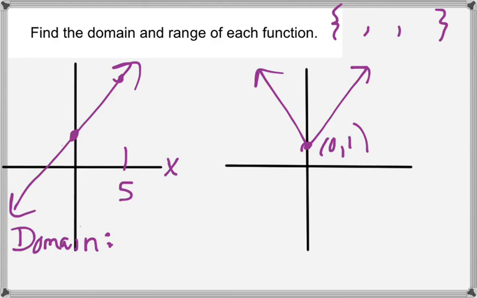So to signify that, we use this interval. So negative infinity symbolizes that the graph goes forever to the left, and positive infinity symbolizes that the graph goes forever to the right.